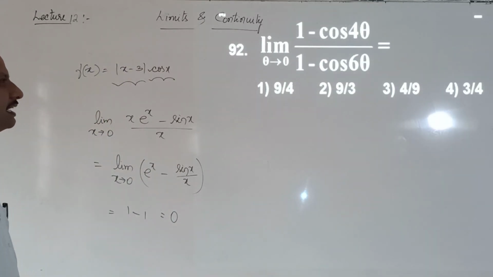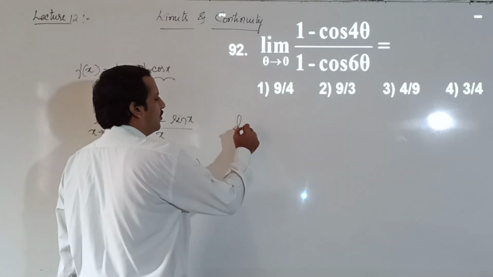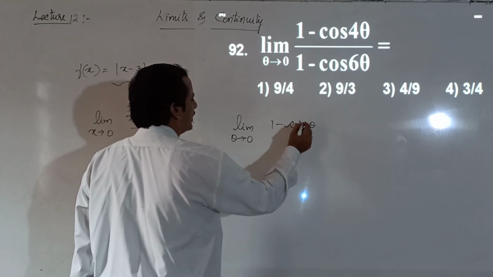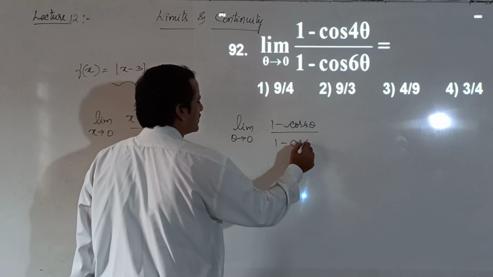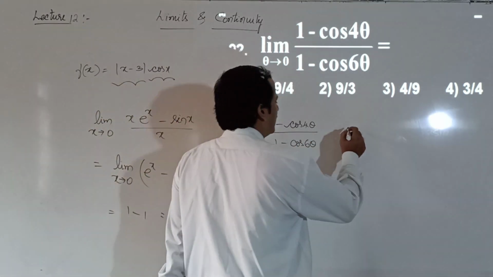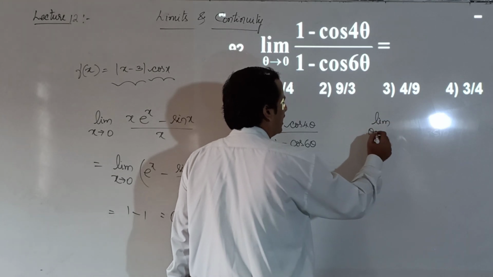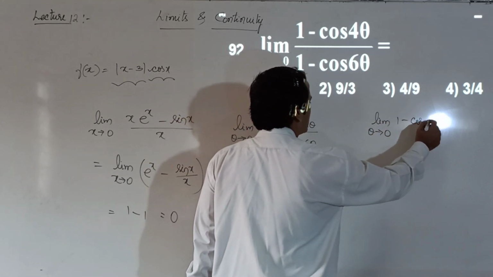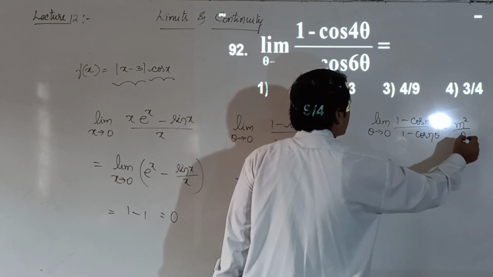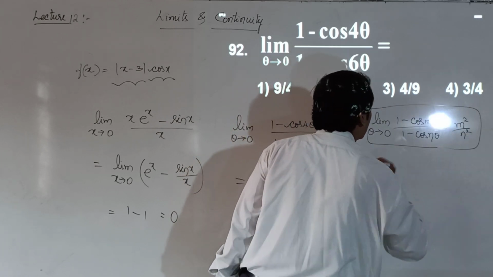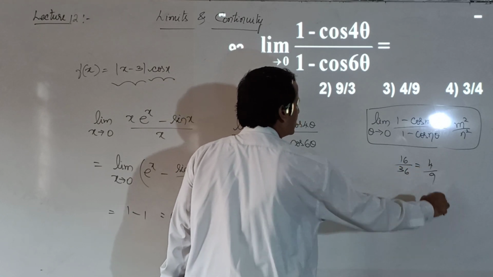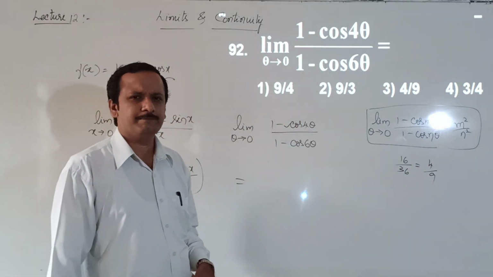Okay. 92nd question. Limit theta tends to 0, 1 minus cos 4 theta divided by 1 minus cos 6 theta. Directly I can write the answer, m square by n square. You know this formula: limit theta tends to 0, 1 minus cos m theta divided by 1 minus cos n theta is equal to m square by n square. Remember this formula. So if you know that formula, the answer is 16 by 36. 4 4s are 16, 4 9s are 36. 4 by 9 is the answer.